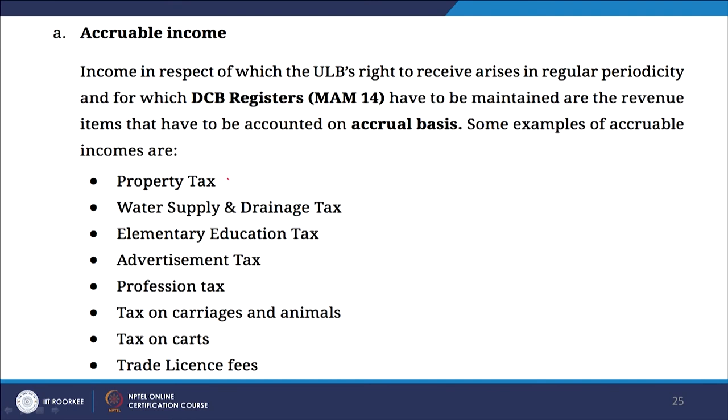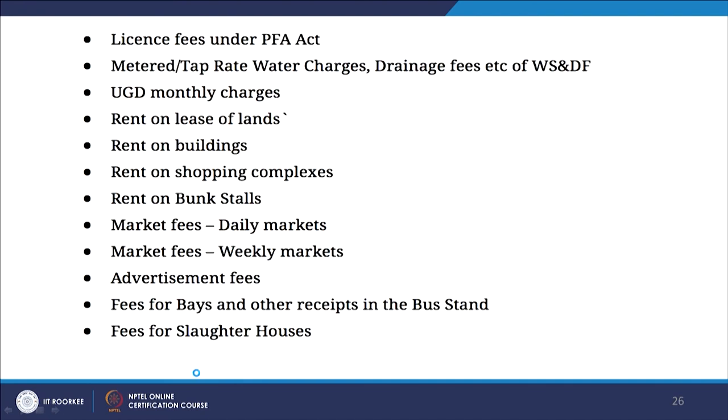These are the accruable incomes as per the national accounting manual, you can see. We have told earlier also: property tax, the user charge and the drainage tax, the education, advertisement, profession, carriage on animals, carts, trade license, then license fee under PFA Act, and there are so many you can go through and relate with your context how many can be utilized. Some of these items could be relevant for municipalities, some may not be, so it is up to you how much you can utilize.